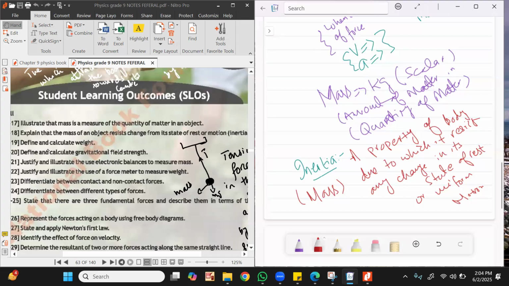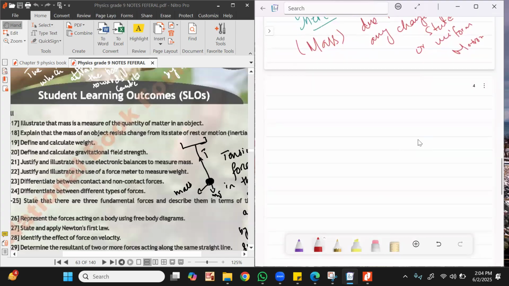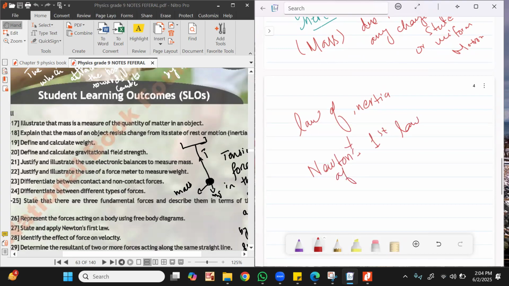The greater the mass, the greater the inertia. It is also known as Newton's first law of motion, the law of inertia. There are three laws of motion, out of which the first law is based on the law of inertia.